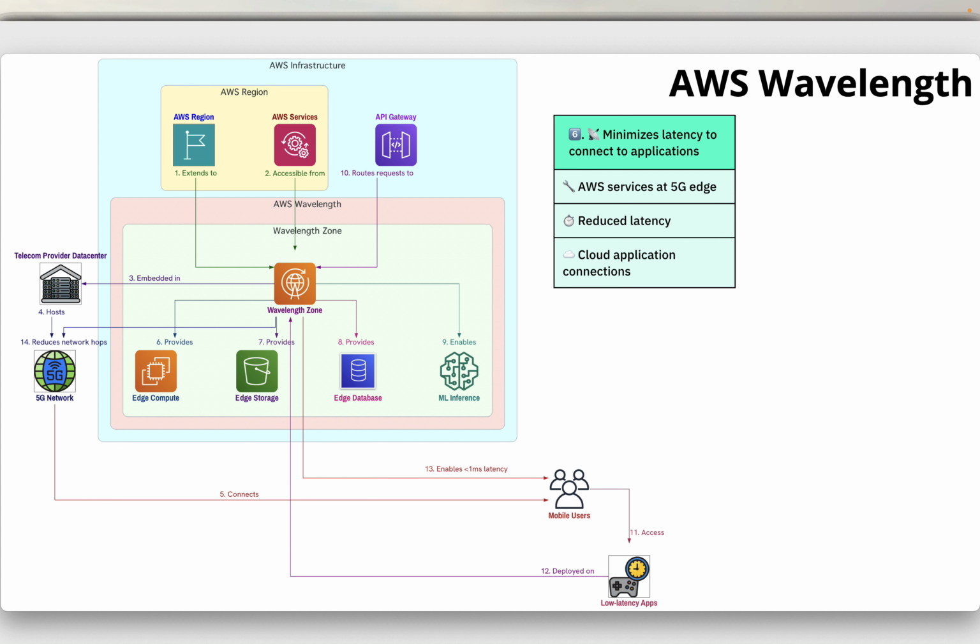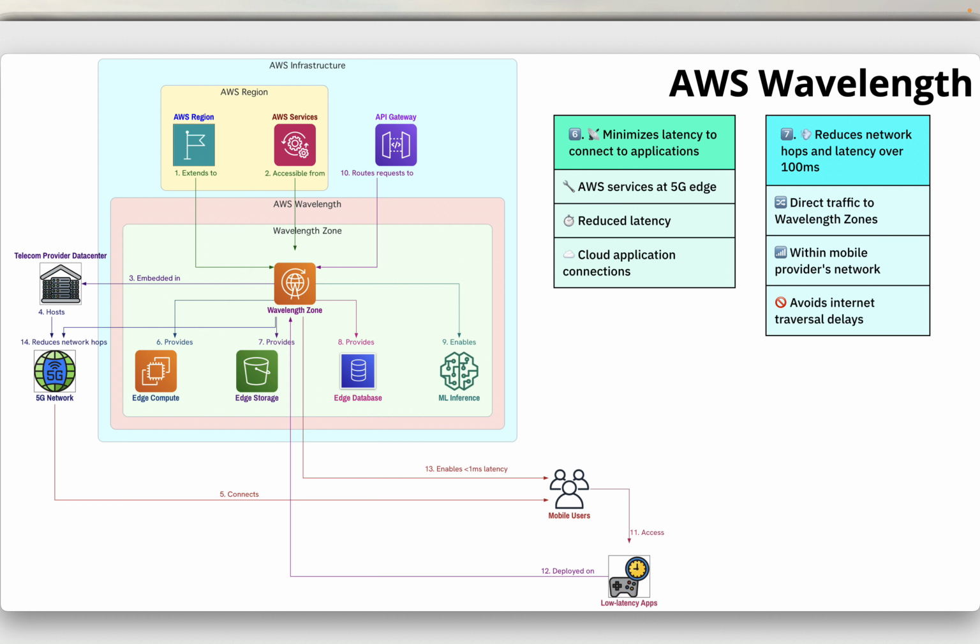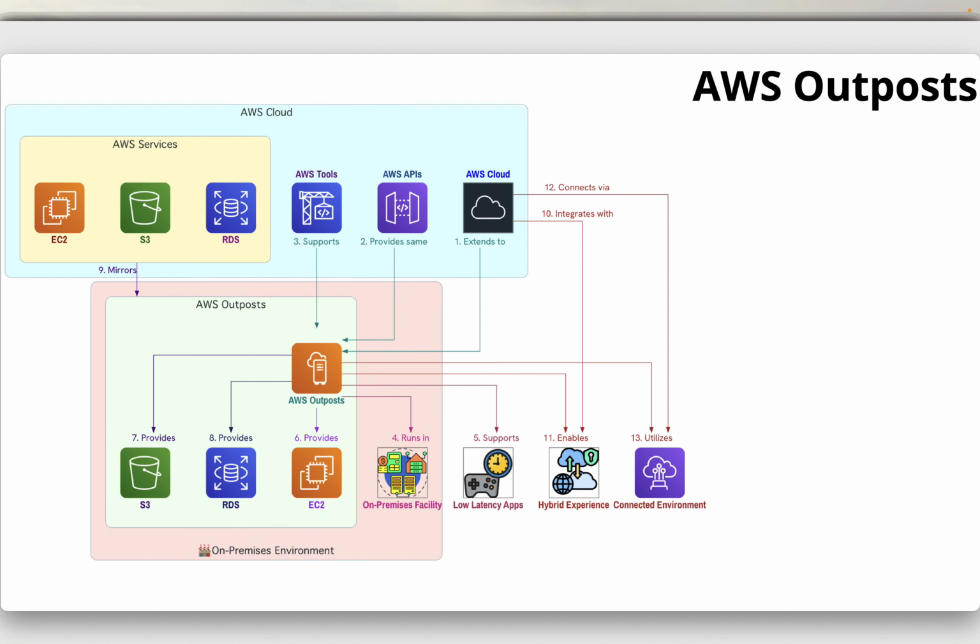Minimizes latency to connect to applications. So by bringing AWS services to the edge of 5G networks, Wavelength reduces the latency usually experienced when connected to cloud applications. Reduces network hops and latency over 100 milliseconds. So traffic reaches servers in Wavelength Zones directly within the mobile provider's network, avoiding the delays that occur when traversing the internet. So next feature is AWS Outposts.